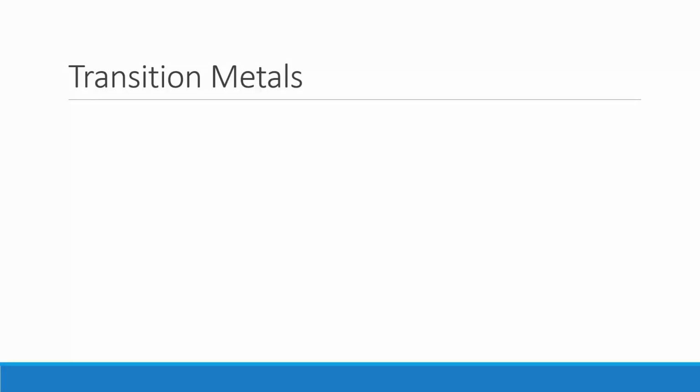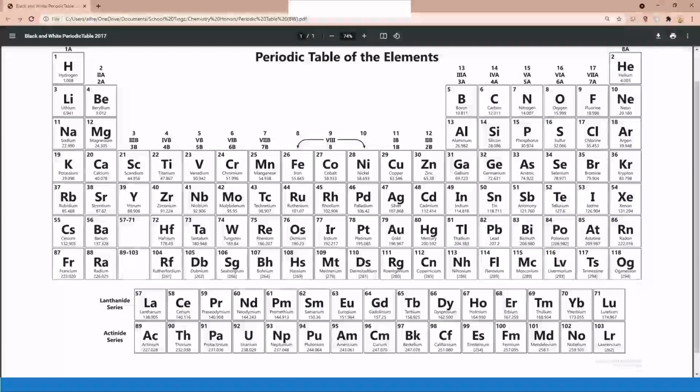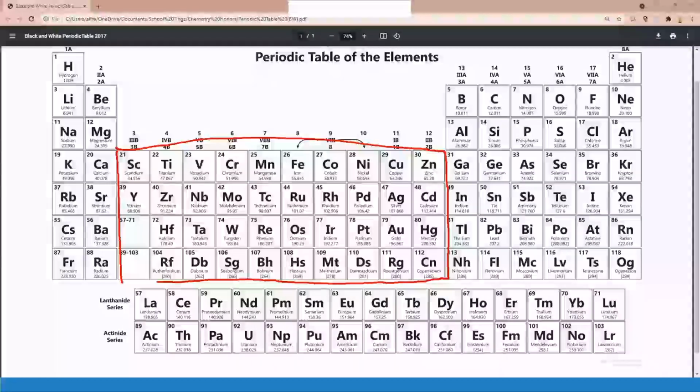Alrighty, today we are going to start covering the transition metals on the periodic table. If you do not know what the transition metals are, when you're looking at the periodic table, they are essentially this little block right here in the center. So all of group 3B to 2B are the transition metals.